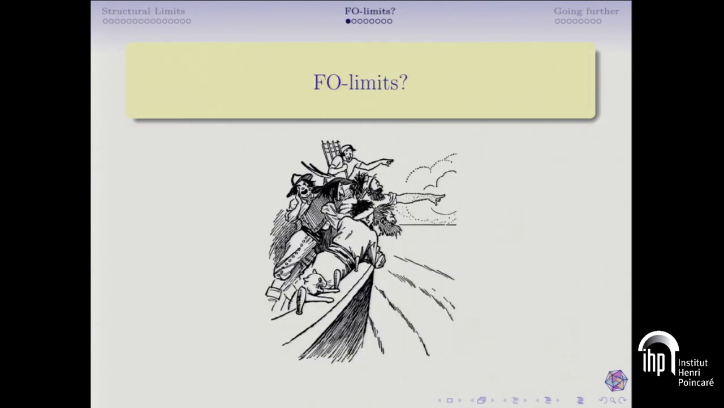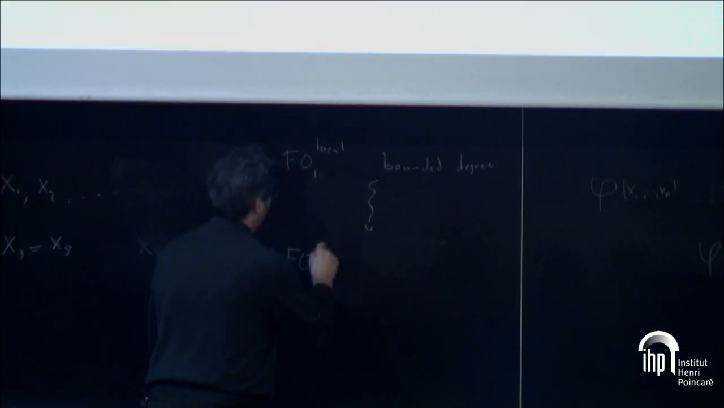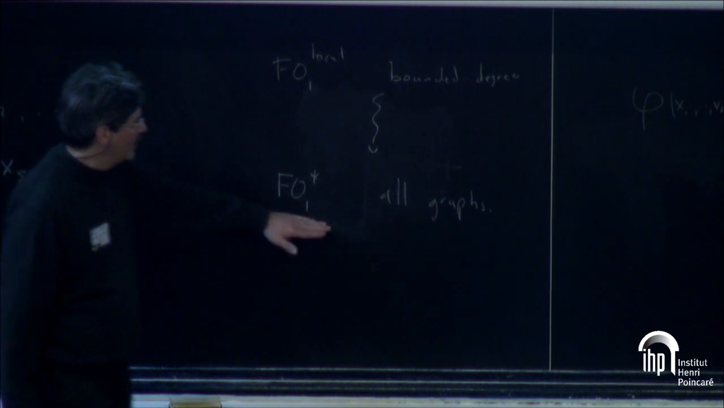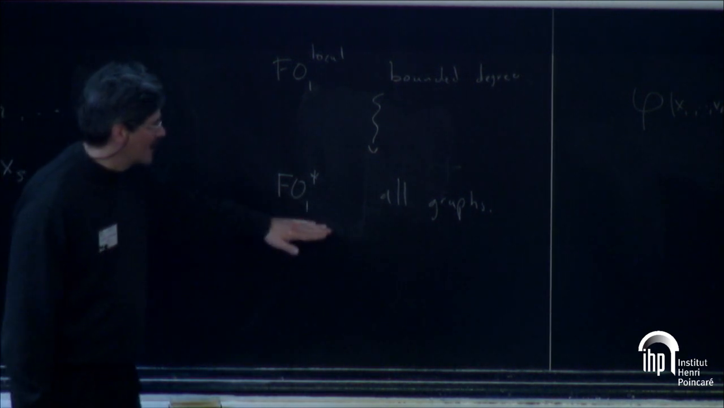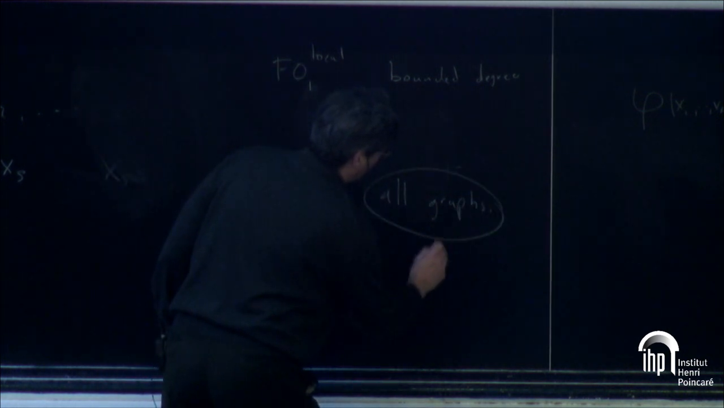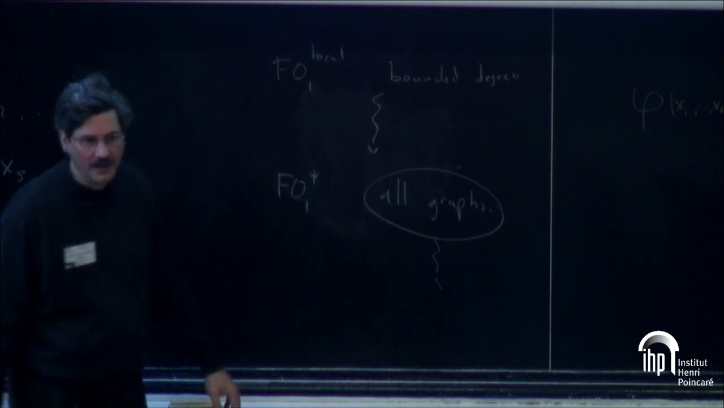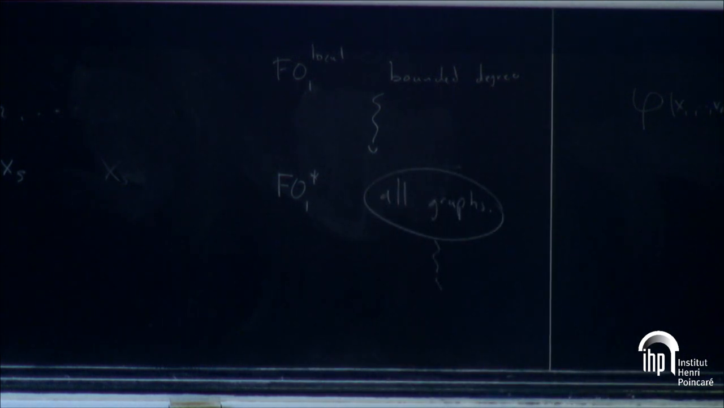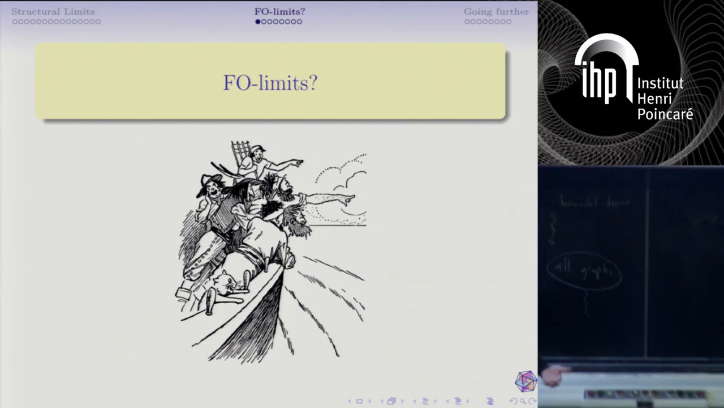Okay. So now we have seen that we started from FO1 local for bounded degree, and we managed somehow to find a nice FO1-star for all graphs. Now, maybe it is possible that it is as much as we can get for all graphs. We don't know for sure. But maybe if we consider some more restricted class of graphs, we can push this FO1-star to all FO. So in which case can we find a modeling FO limit? What further assumption would we need?